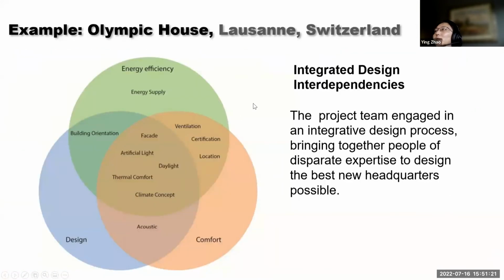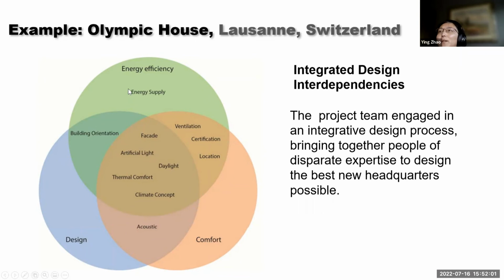So they did the integrated design analysis, considering the interdependencies. They brought together people of different expertise to design the best new headquarters they wanted. For that, they separated the factors into building design, energy efficiency, and comfort. They consider those three dimensions, and the different factors overlap among them.